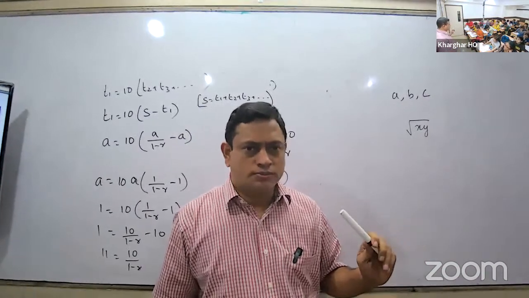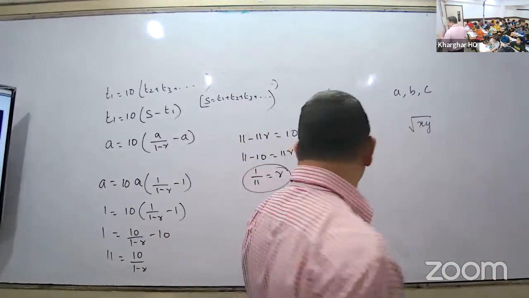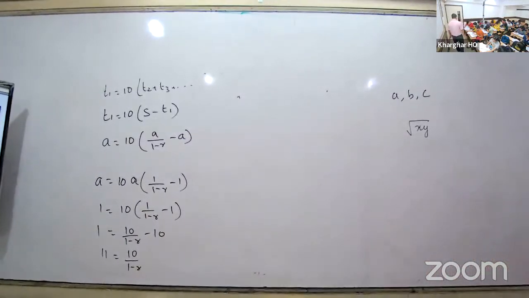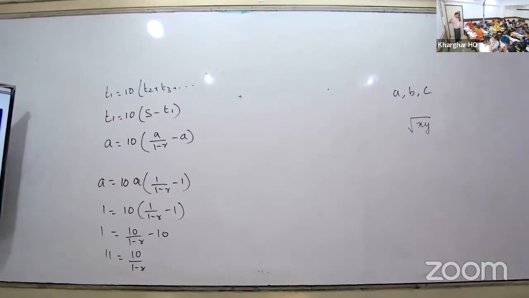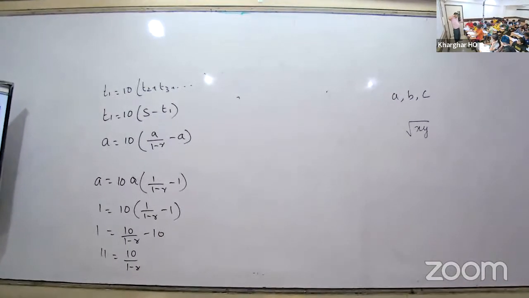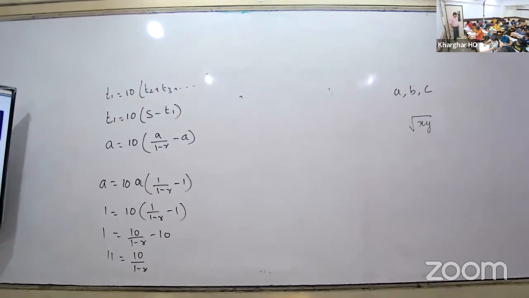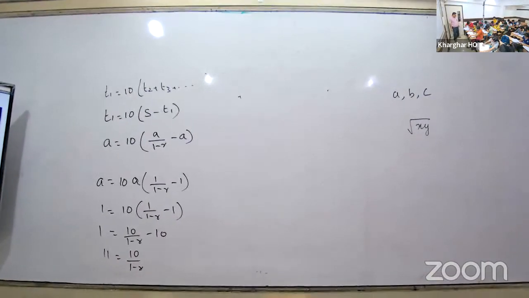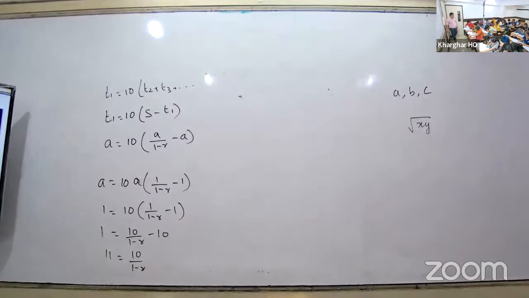Okay. Now, one more you write. If A, B, C, D are in GP, 4 numbers, then B and C are two geometric means between A and D. Okay, all of you?